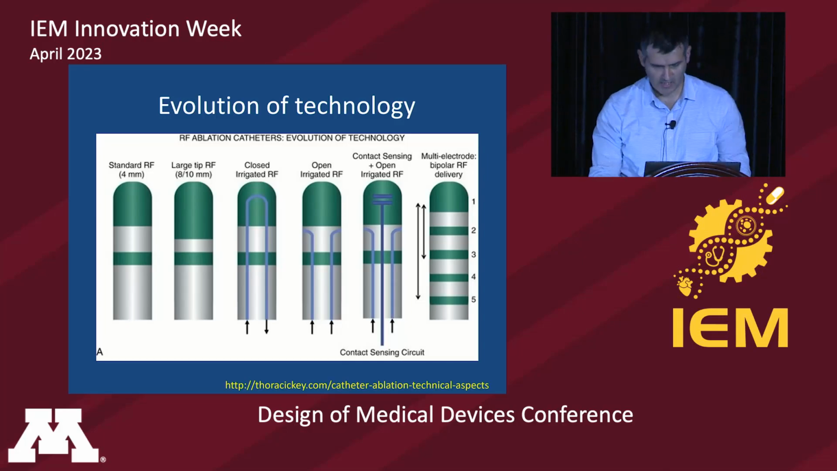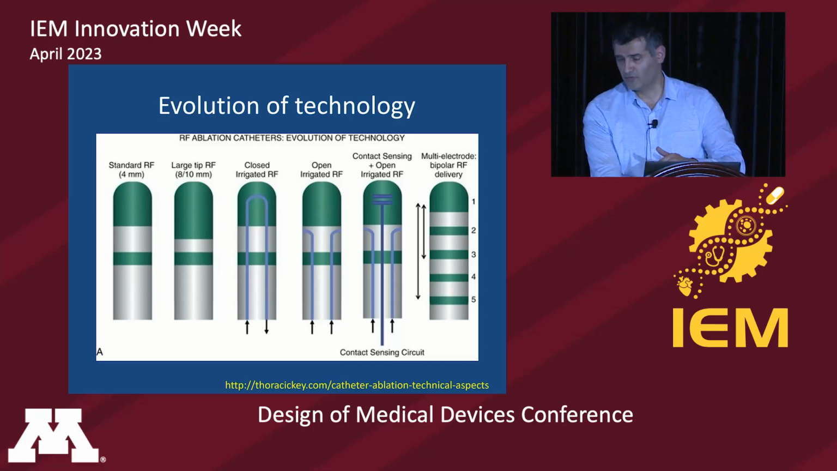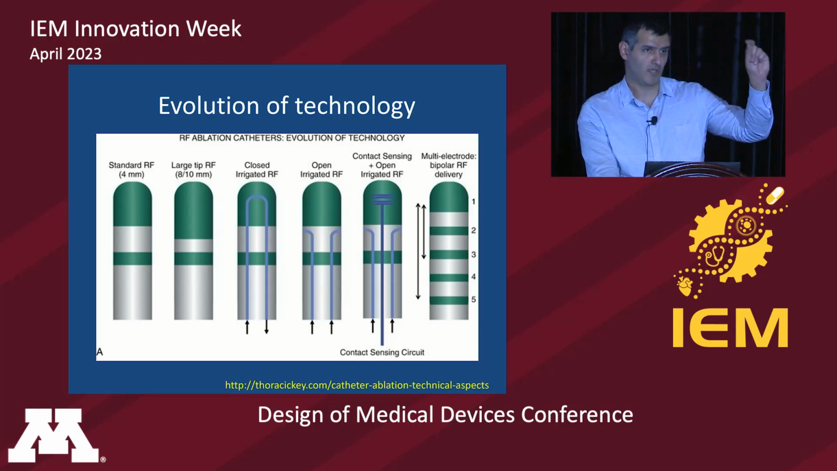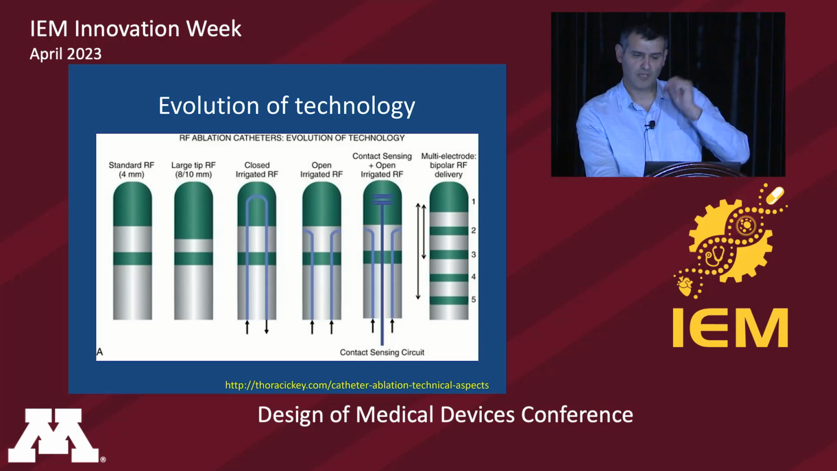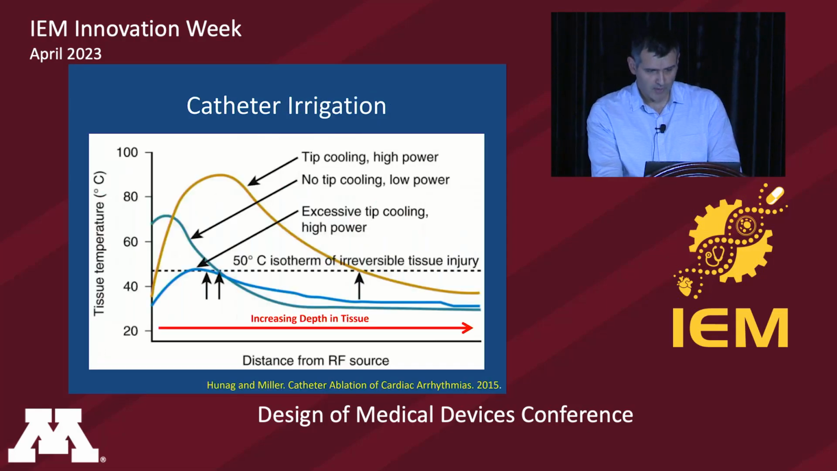so you'll create a more concise but deeper lesion compared to non-irrigated catheters. And now, because we want to go faster in the EP lab, there are multi-electrode bipolar RF delivery catheters where you're able to deliver RF not just from the tip of the catheter, but from multiple electrodes on the catheter, and we'll show some examples.